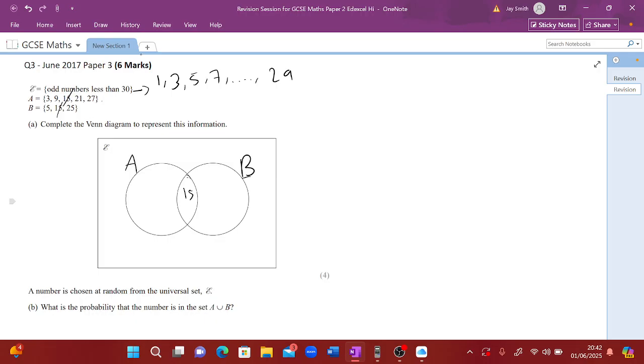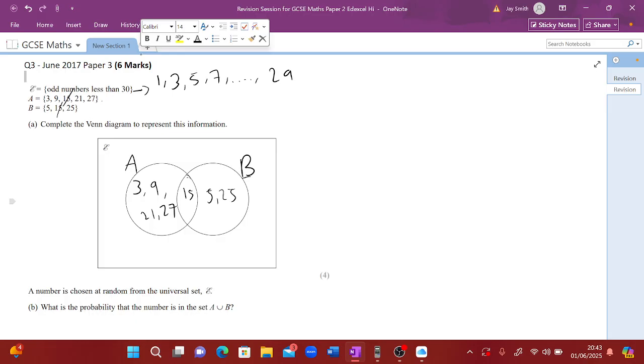So what numbers are only in A? It's going to be 3, 9, 21, 27. Those are the numbers only in A, not in B. Similarly for B, it's just going to be 5 and 25, the remaining numbers in B after we got rid of the overlapping number. Those are the numbers in A and B, but that's not all the numbers we have to consider, because these are only some of them.